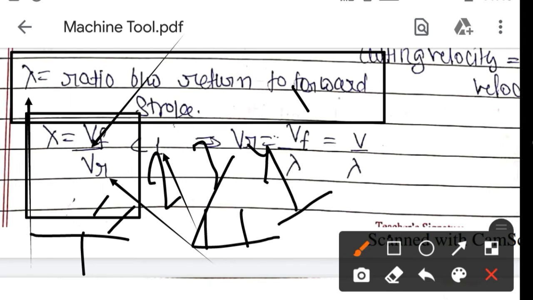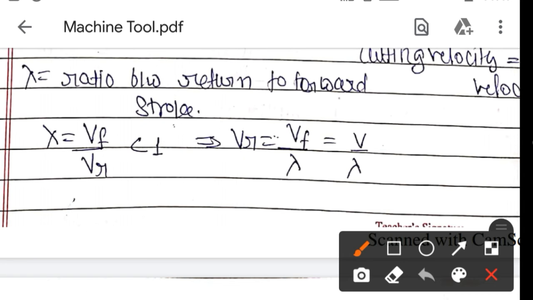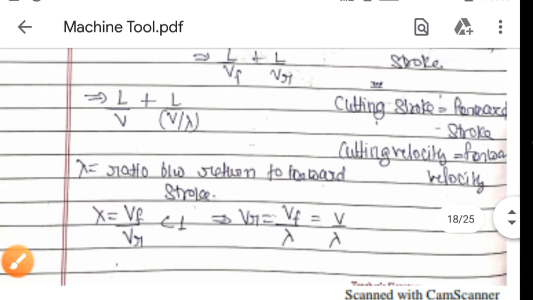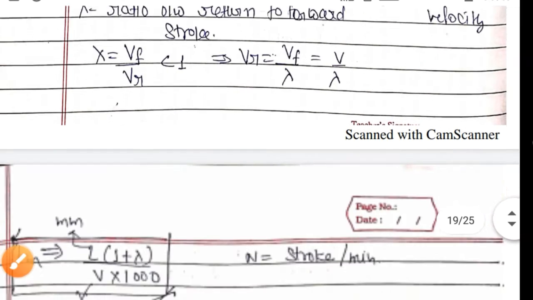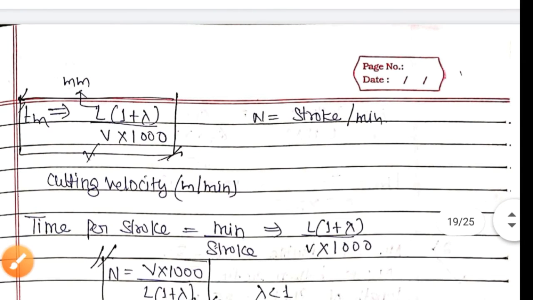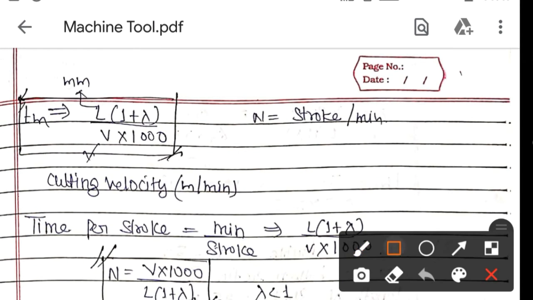So from here, just manipulate this equation, and we will get return velocity equal to forward velocity divided by lambda. Just substitute this over here, and then manipulate the equation, and we will get the machining time for the shaper. So this is a very important formula.